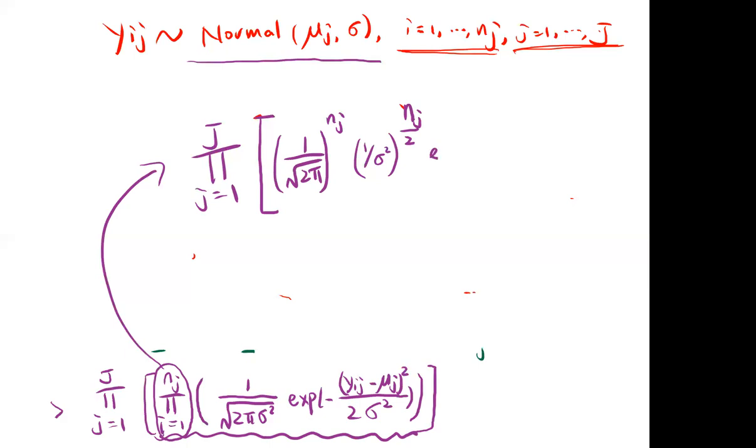And lastly, in here, the denominator stays the same. The numerator is just the sum of all of them, which means you don't even need to do much work. So make sure it's i from 1 to nj, and then yij minus mu j, squared. I should mention, it's sufficient to only expand the inner one.